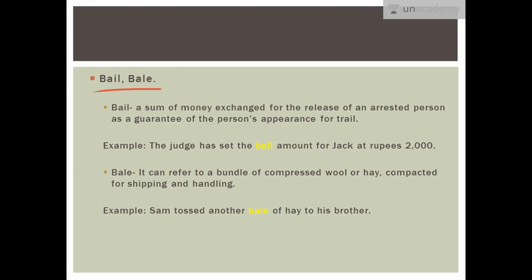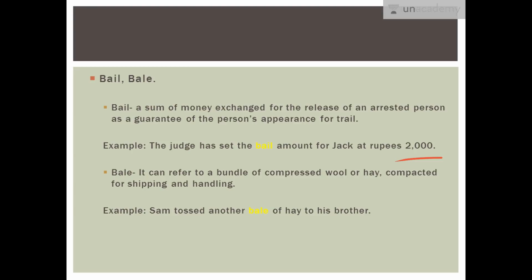Now, let's see how you can use this in a sentence. You can see the example that I have included here. The judge has set the bail amount for Jack at rupees 2,000. So this person called Jack can be bailed out of jail with rupees 2,000. That is the bailing amount for him. That's how this BAIL works. I hope you have got the meaning. I have tried to include a very simple example so that it's easier for you to understand.